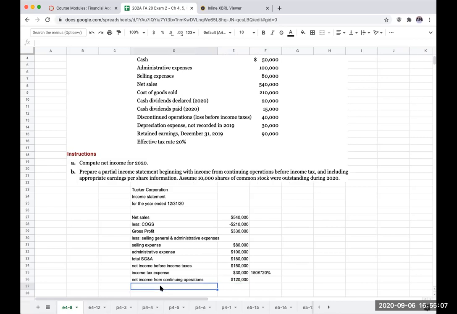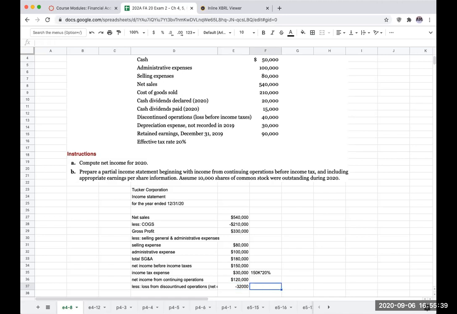And then what's really important here is that this 120,000 already has taxes deducted from it. So to get to our net income, we're going to have less loss from discontinued operations, and we would say net of $8,000 tax. So this is going to be 32,000.